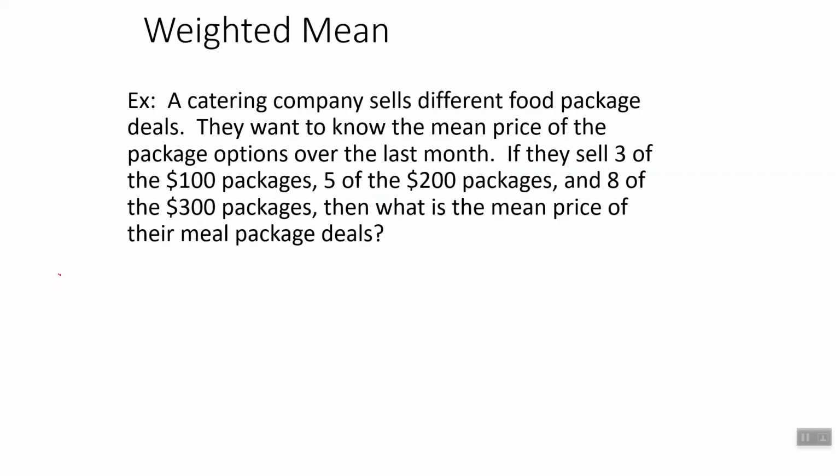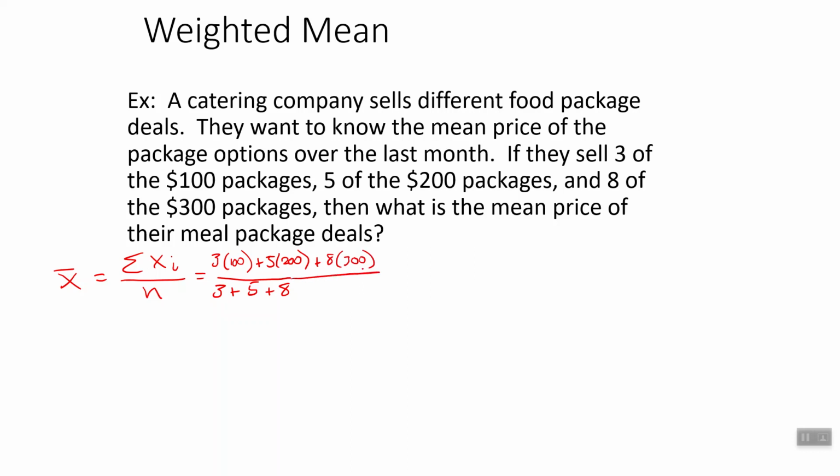So remember, when we're finding the mean, it's the sum of all the x's divided by the number of data values we have. Well, the number of data values isn't so bad. We've got 3 of the first ones, 5 of the other guys, and then 8 of the last ones. So that's the total number of meal packages we have. Now we just need to find the total amount of money here. Well, instead of adding up 100 3 times, we can just do 3 times 100 plus 5 times 200 plus 8 times 300.